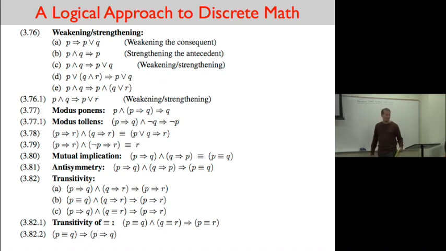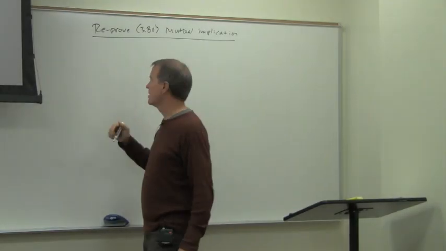Now, anytime you do a proof by case analysis, you have to pick your variable. And here's what you have to say: we're going to say, by case analysis on P. Because look, 3.80 has two variables, a P and a Q. So here's what you have to say when you do proof by case analysis. I insist that you say this.